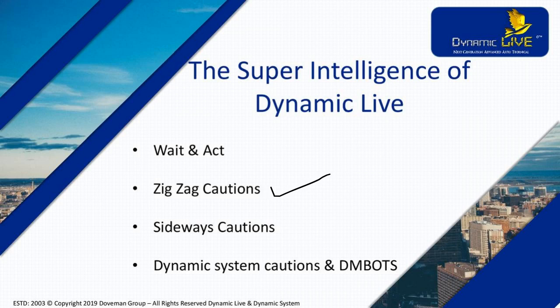So when you know that now the price is about to reverse, now what can you do? You can book your profits right at the top. Similarly, when the price is coming down, if the zigzag caution appears at the bottom, you know that you are supposed to exit your short position very early.